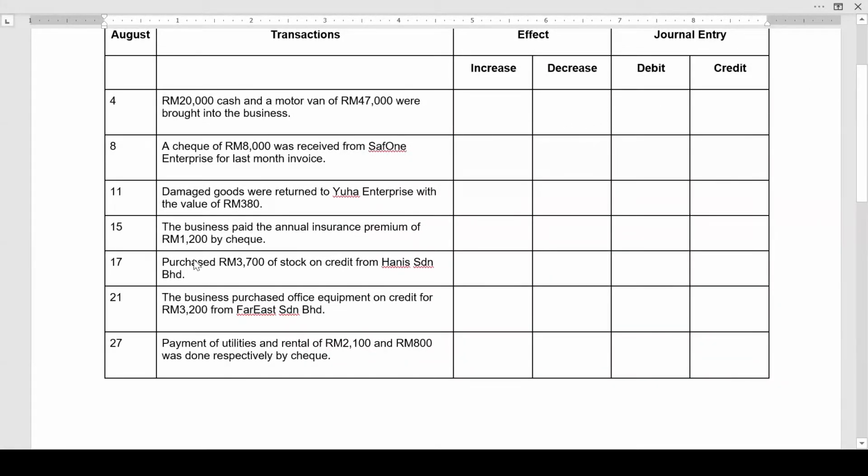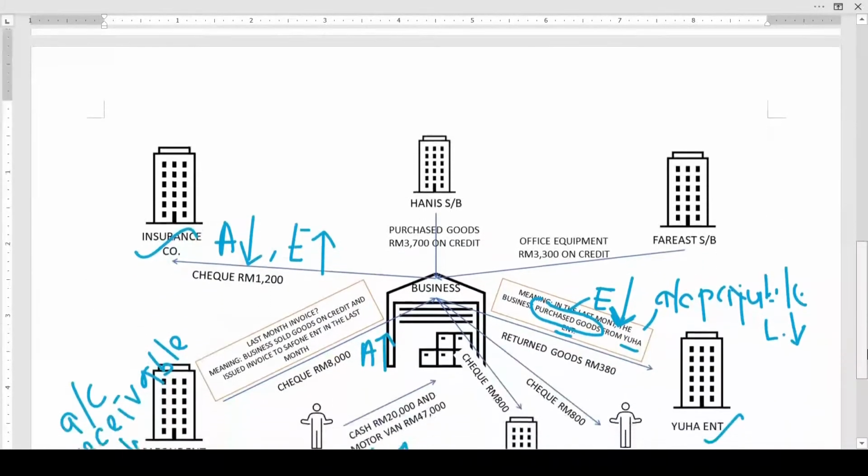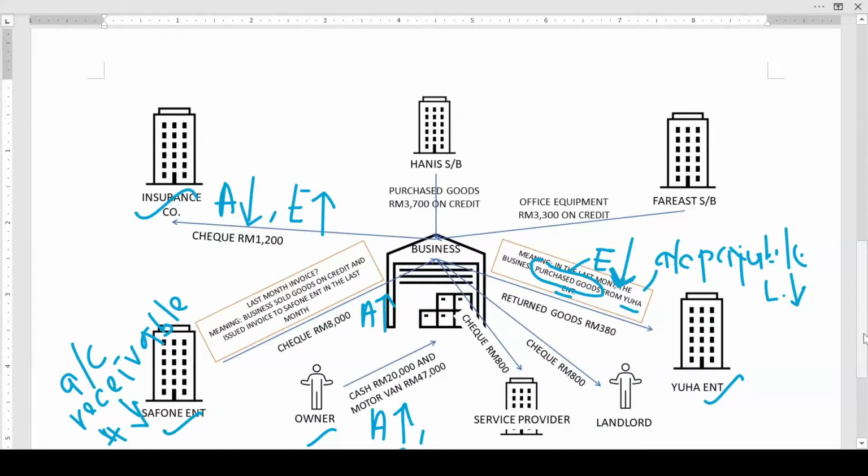Purchase 3,700 of stock on credit from Hanis Sendirian Berhad. So the business purchases goods on credit. The business receives goods. Purchase of goods is an expense. Whenever you make a purchase, you increase the expense. Did you purchase by cash? No, no cash involved, so no money outflow here.